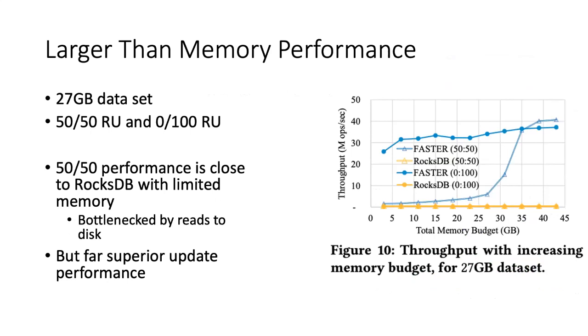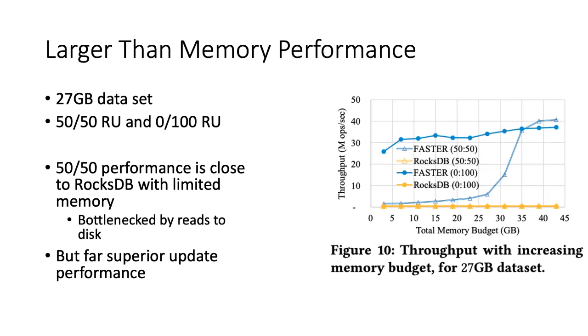The second thing we can look at is performance when it's larger than memory. I think this slide is very telling of the store in general. We have this 27 gigabyte data set, and we have either 50-50 read-update or 100% update. If we look at the graph on the bottom, when the memory budget is low, so if it's a 27 gigabyte data set and the memory budget is 10, for example, or 5, at 50% update, 50% read, it's almost the same as RocksDB. The performance is almost the exact same.